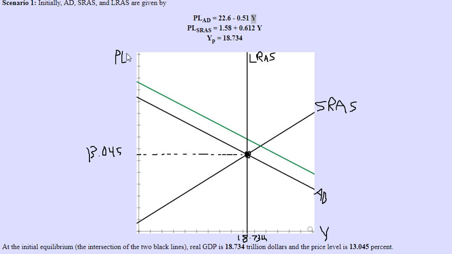Okay, I went through and labeled the diagram completely for the initial condition. We had the price level, the short-run aggregate supply curve, the upward sloping line, long-run aggregate supply, the vertical line, and aggregate demand, initial, the black line. Real GDP of 18.734 is the initial equilibrium, at a price level of 13.045. So again, this is what you have to do for your homework memo: label the diagram completely. I'll go ahead and erase it.